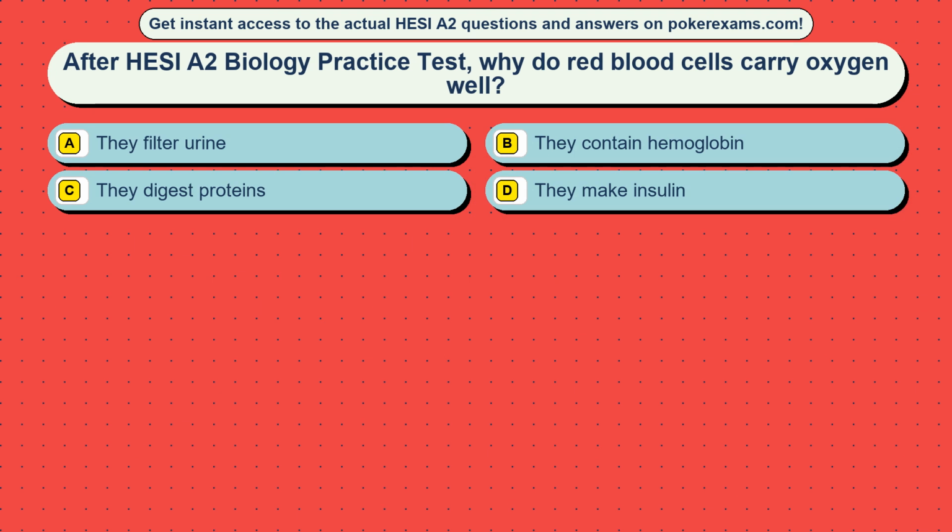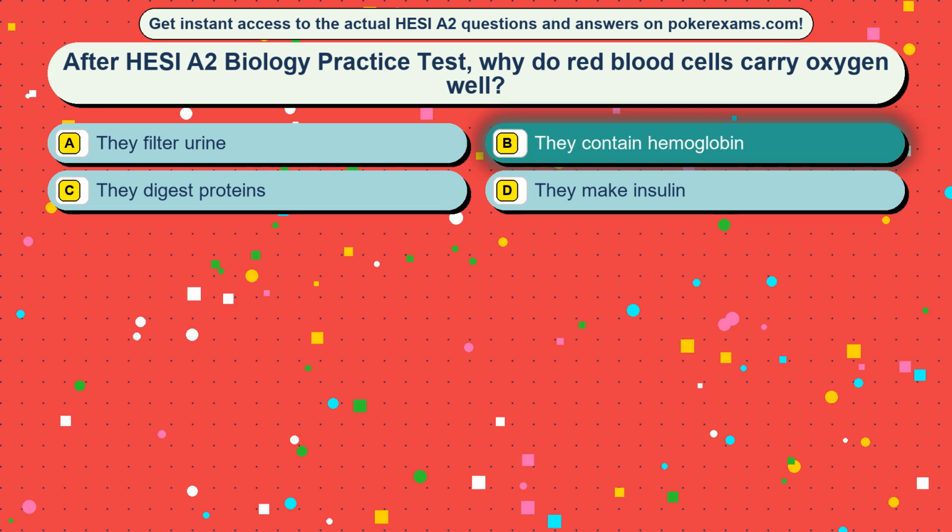Question 36. HESI A2 Biology practice test, why do red blood cells carry oxygen well? Option A, they filter urine. Option B, they contain hemoglobin. Option C, they digest proteins. Option D, they make insulin. The correct answer is option B, they contain hemoglobin.